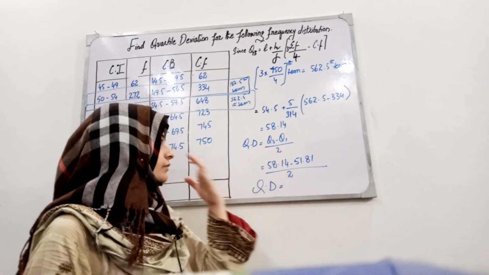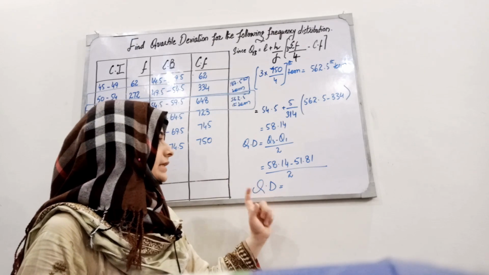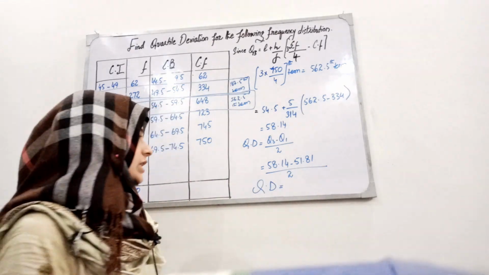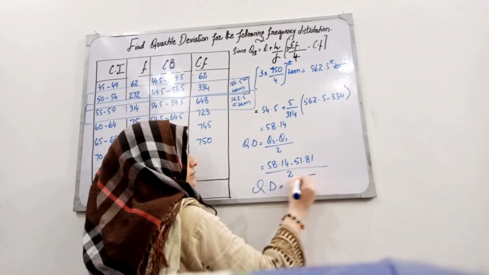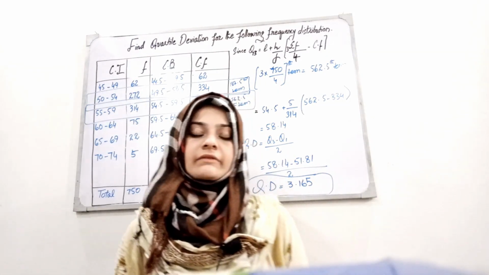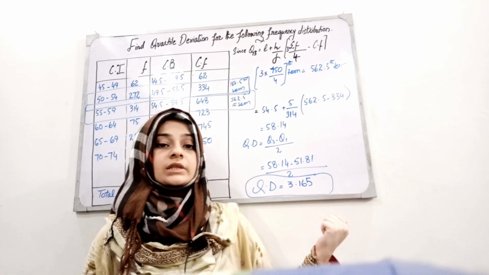Now with the help of the following formula for the quartile deviation, Q3 minus Q1 divided by 2, we will get the quartile deviation, which is 3.165. So students, this is how the quartile deviation can be calculated in different scenarios by different formulas.